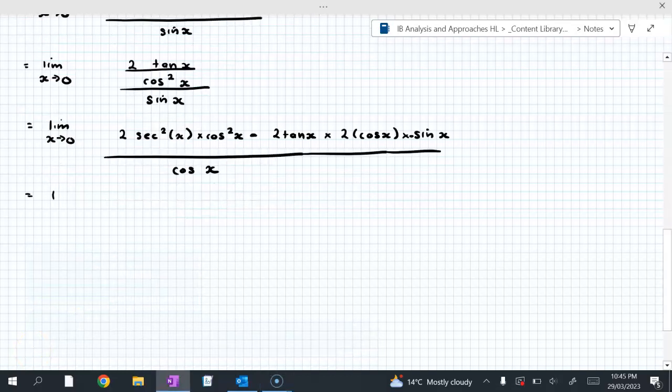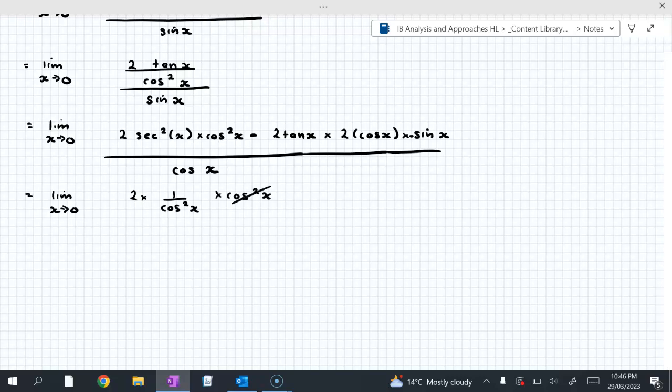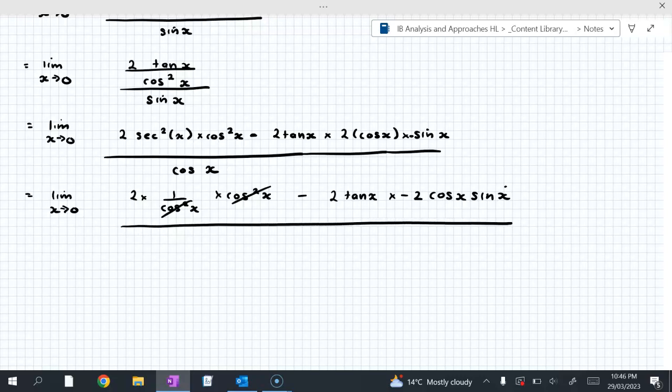Well, first of all, we can simplify a bit. So sec squared is 1 on cos squared. So we're doing 1 on cos squared times by cos squared. And then it's 2 tan x times by minus 2 cos x sin x. And that is all over cos x. And then we substitute 0 and we remove the limit.